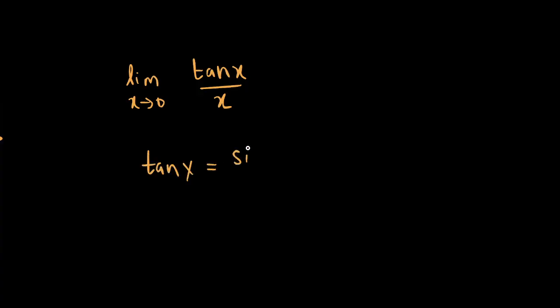Okay, let's look at the next problem. Let's try another trig limit. What is the limit as x approaches 0 of tangent x over x? Well, tangent x is not one of our special trig limits that we've seen, but we know that tangent x is equal to sine x over cosine x. So let's try to use this to manipulate it algebraically.